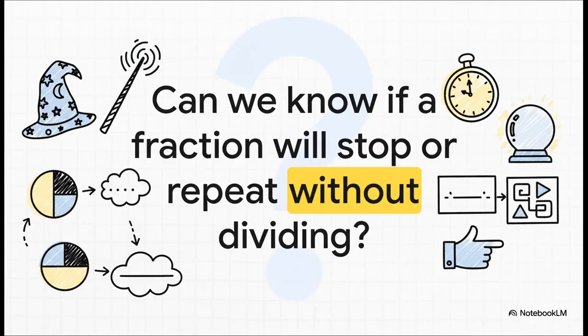Okay, this is where it gets really, really cool. What if I told you there was a secret way to just look at a fraction and know instantly if its decimal is going to stop or if it's going to repeat forever? No calculator, no long division.